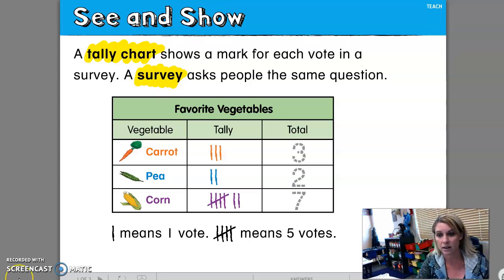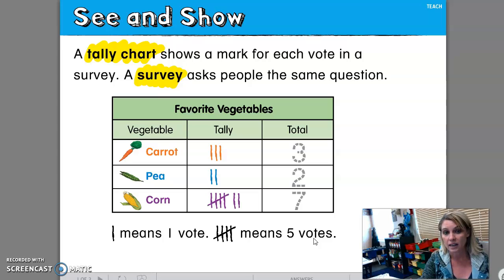Okay, you guys, in our first lesson today we are talking about tally charts. And we have done a few of these in class with different graphing activities that we've done. So a tally chart shows a mark for each vote in a survey. So for example, if I ask the class, I want you to choose what your favorite vegetable is. Do you like carrots, peas, or corn? And you can only vote once.